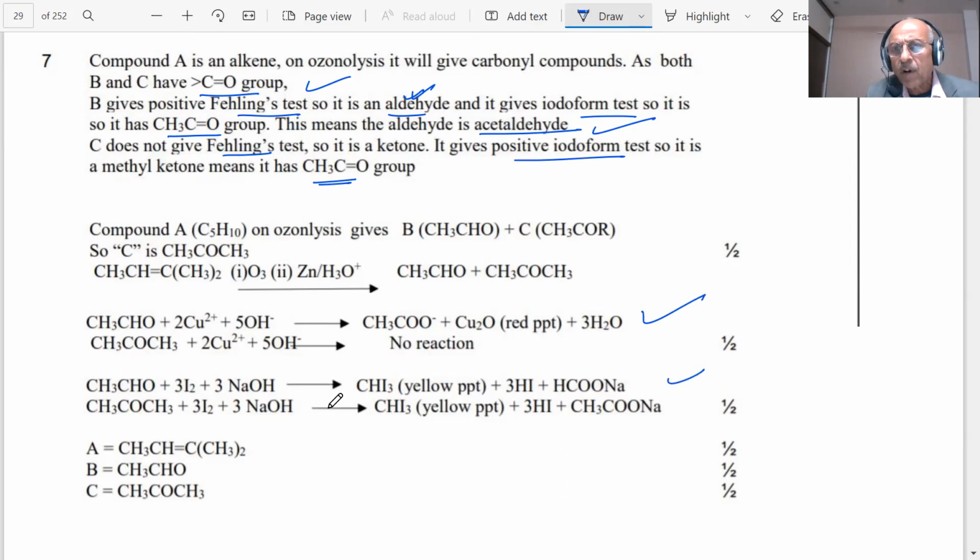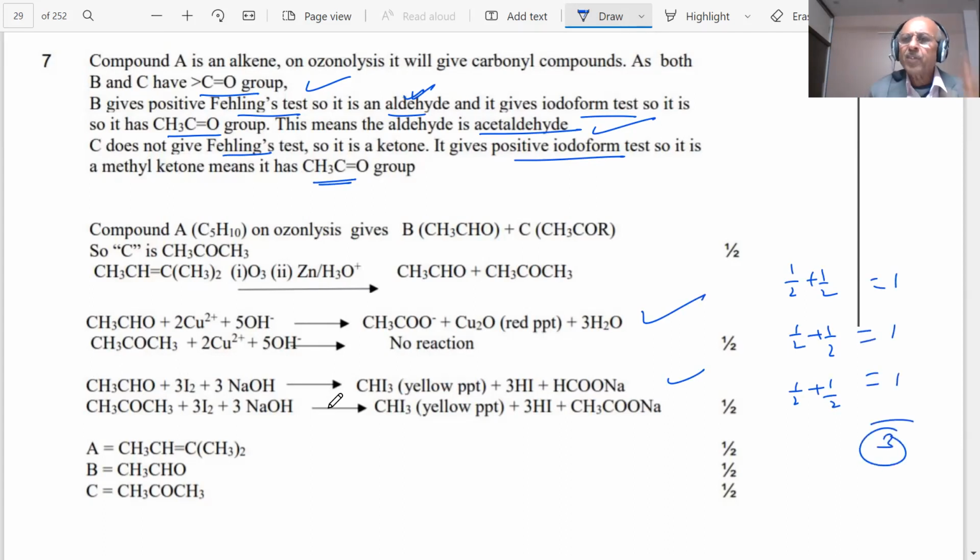See the marking scheme. How? Half, half, half. Total marks are 3, but half plus half, half plus half, half plus half, so it becomes 1, 1, and 1. So total 3. How does the distribution of marks take place? Every step gets a mark.